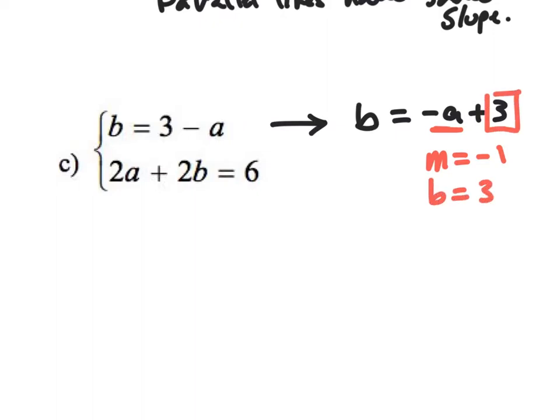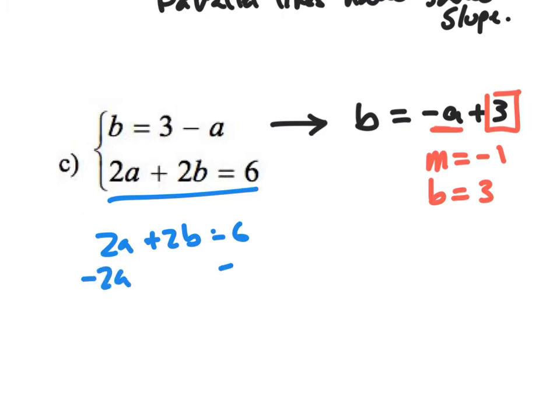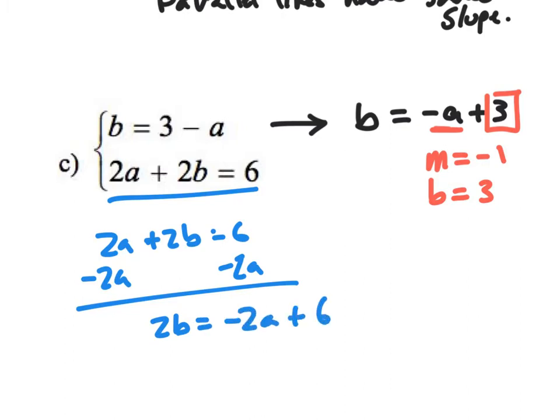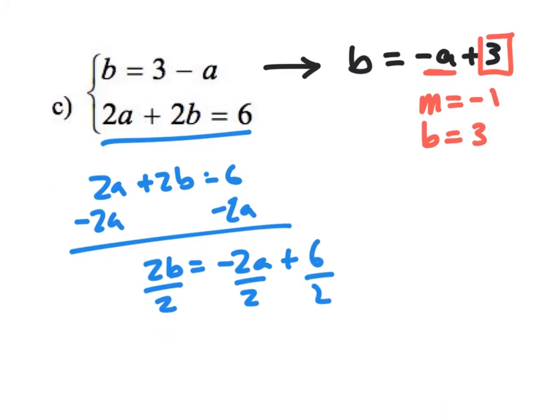Now, if I take this equation down here and solve this for B, let's see what I get. I'm going to rewrite it: 2A plus 2B is equal to 6. So if I subtract 2A from both sides, I get 2B is equal to negative 2A plus 6. Then I want to divide everything by 2 and see what divides out. So 2 over 2 divides out. And I get B is equal to negative 2 divided by 2 gives me negative 1, so negative A. And then 6 divided by 2 is going to give me 3, so plus 3.